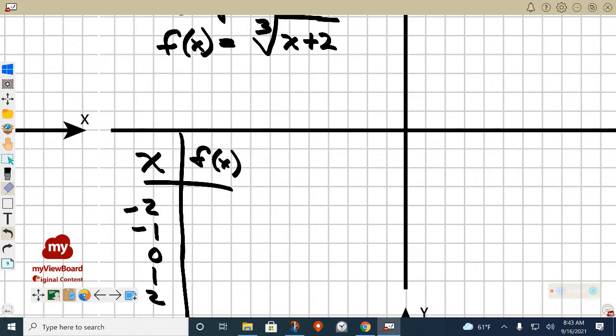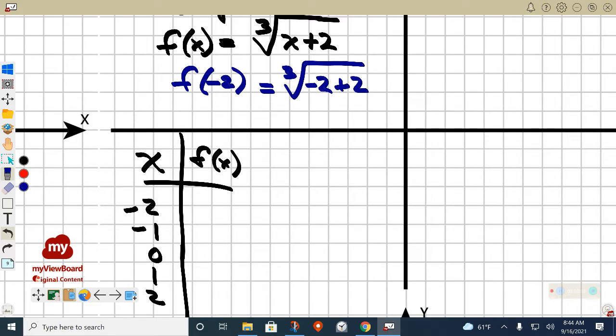Okay, so first one in line is -2. What's the function at -2? With the input at -2? Well, I'm going to rewrite the function. Wherever I see x, I'm going to replace it with -2. So I got the cube root of -2 plus 2. What's the cube root of -2 plus 2? 0. I want to say you're right.